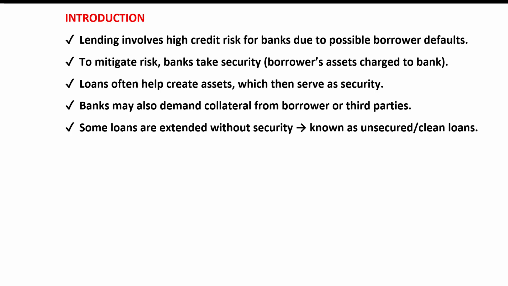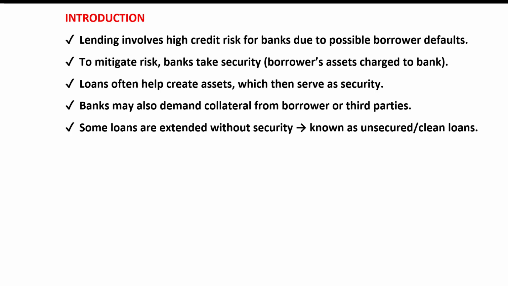Lending by banks is always associated with risk because there is no absolute certainty that a borrower will repay the loan. The biggest risk for the bank is credit risk, which means the possibility that the borrower will fail to pay back the loan on time. To reduce this risk, banks generally ask borrowers to provide security, some asset or property that the bank can control if repayment does not happen.